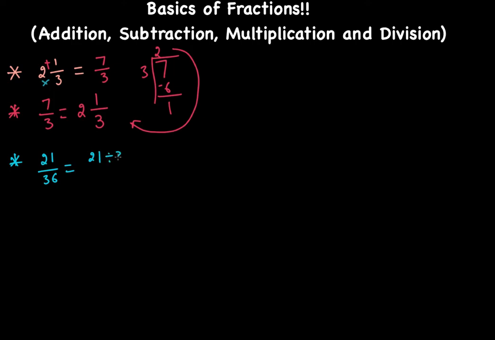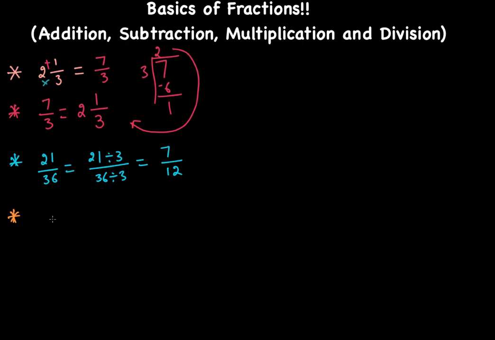So if I divide the numerator by 3 and the denominator by 3, I get 21 divided by 3 is 7, and 36 divided by 3 is 12. So I got 7 over 12, and we cannot reduce more than that. So that's another problem they might ask you. Okay, let's do the next one.